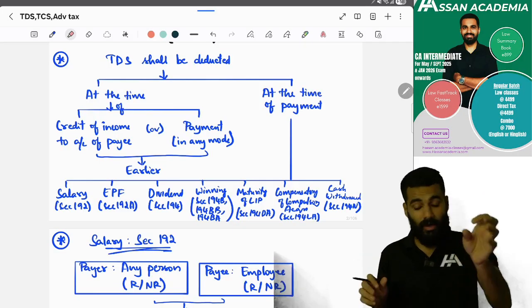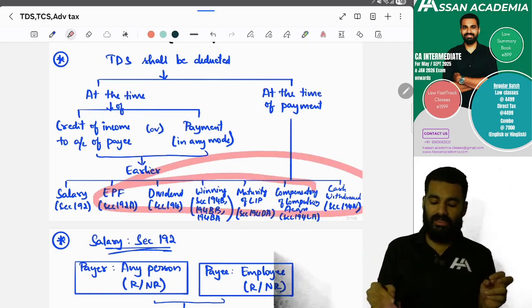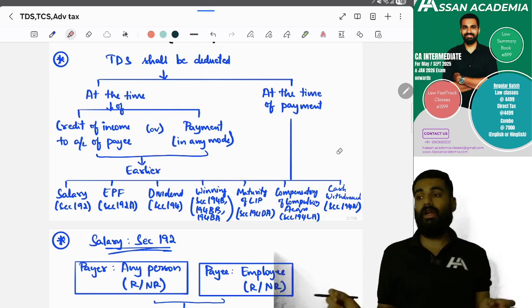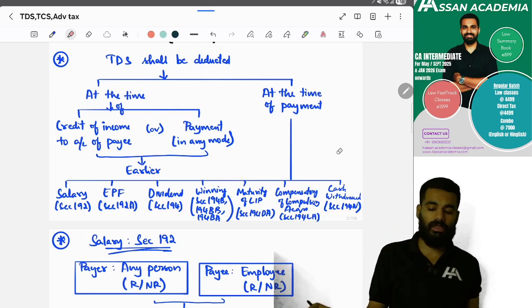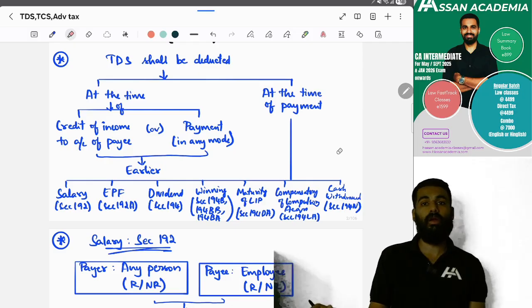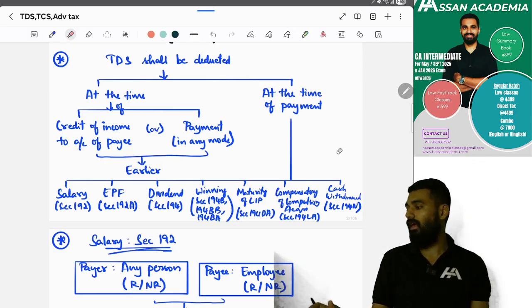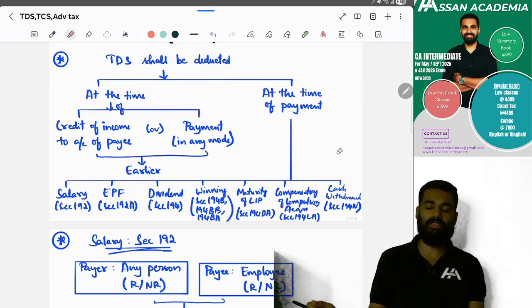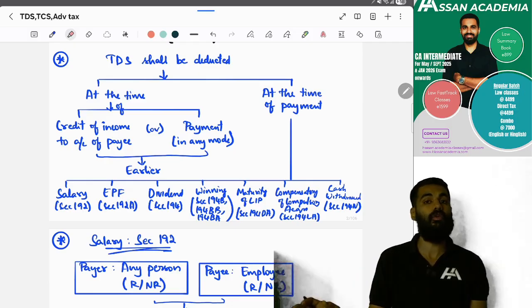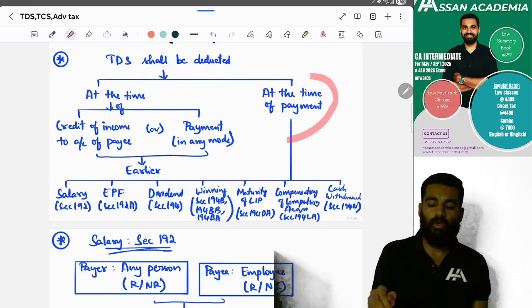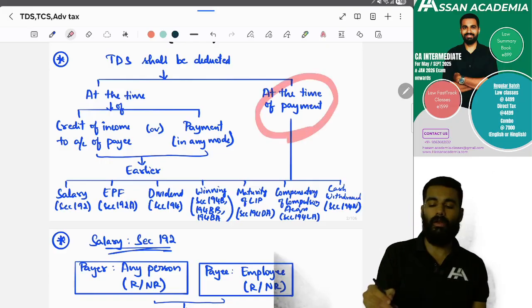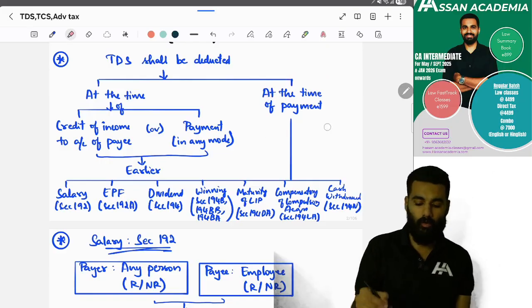But there are very few sections such as section 192, section 192A, section 194, section 194B, section 194BB, section 194BA, section 194DA, section 194LA, and section 194N. For all these sections, you will deduct TDS at the time of payment.